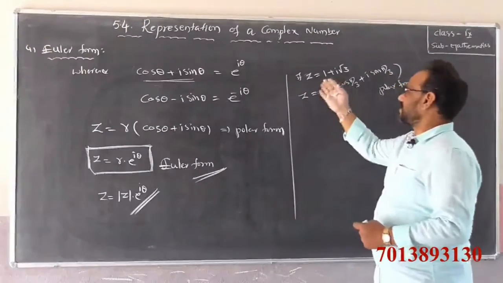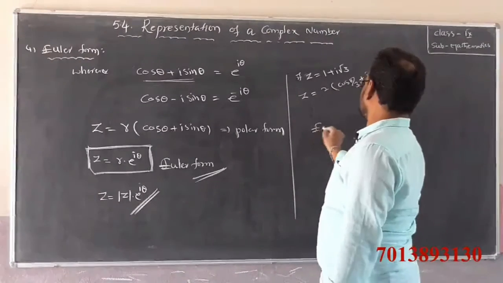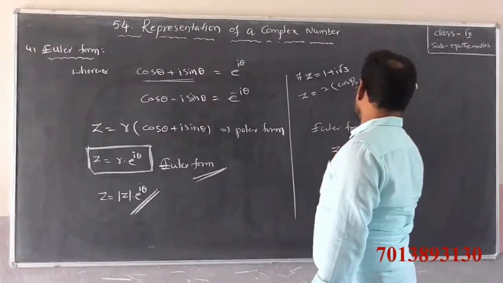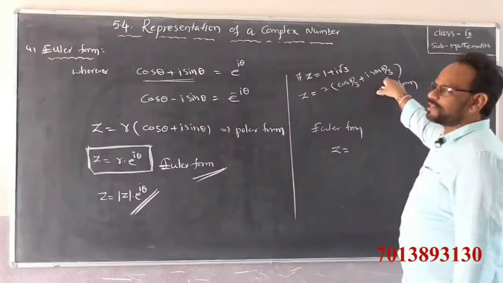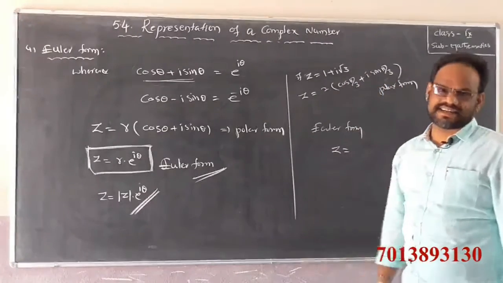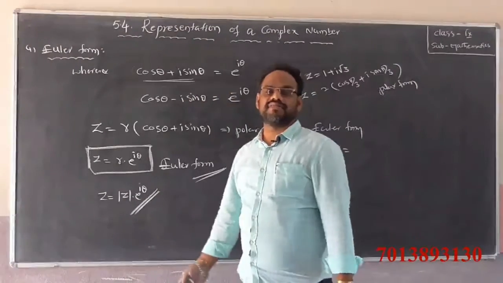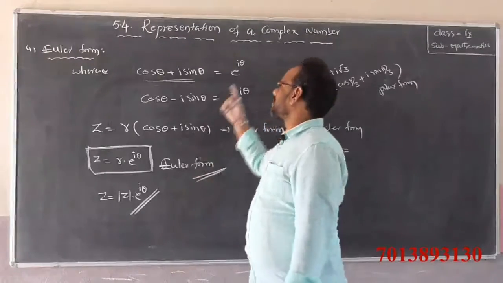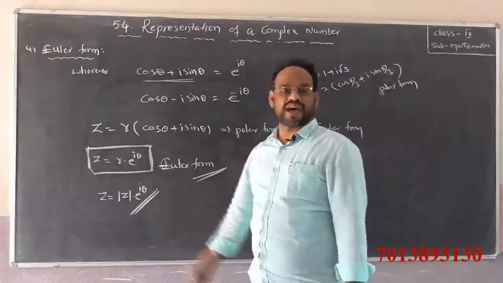How do we express z is equal to 1 plus i root 3 in terms of Euler form? The polar form has cos pi by 3 plus i sin pi by 3, which is in terms of cos theta plus i sin theta. Wherever we see cos theta plus i sin theta, it can be expressed as e power i theta, and z is equal to r times e power i theta is nothing but Euler form.